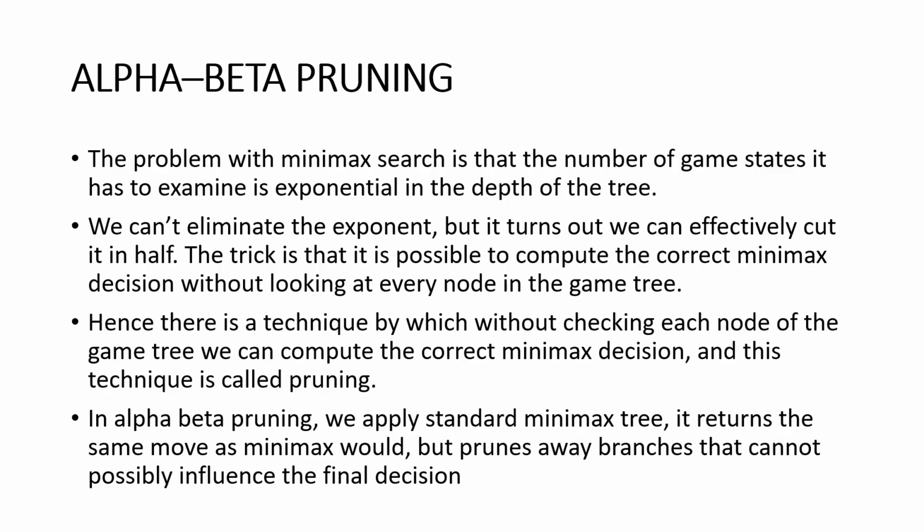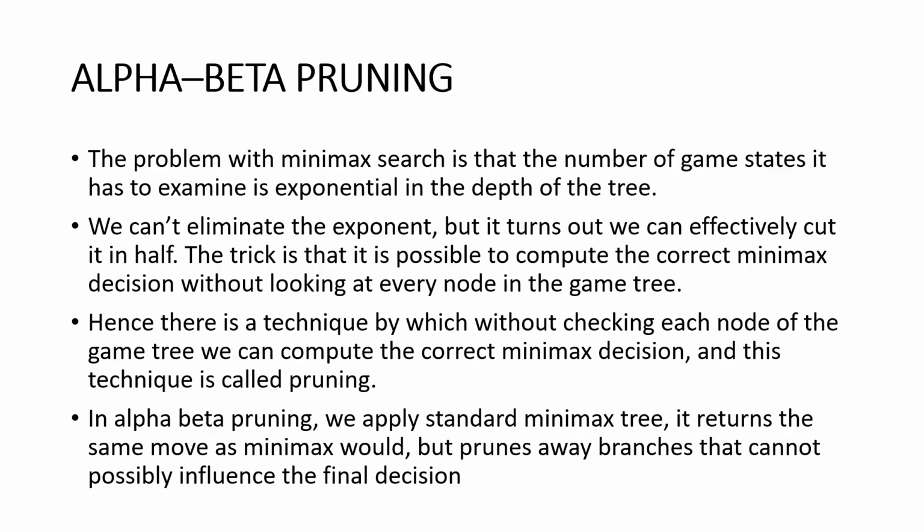We can't eliminate the exponent, but it turns out we can effectively cut it in half. So we cannot change the exponential nature of this problem, but we can reduce the number of nodes evaluated. This makes the algorithm much faster in practice. We don't search smarter paths later; we stop searching useless paths early.